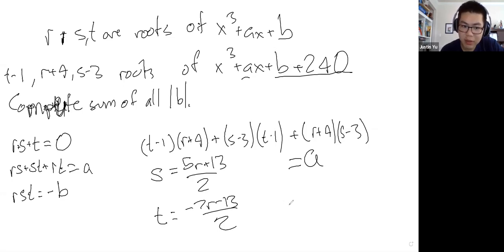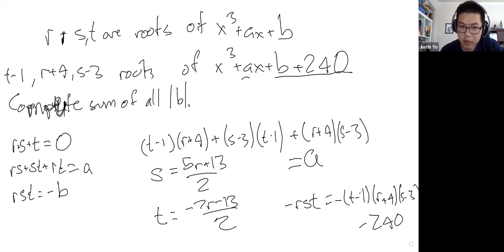We know that b is equal to negative rst. And we know it's also equal to negative t minus 1, r plus 4, s minus 3, minus 240. Where did I get this? I took the product of the roots by Vieta's, that's equal to this entire thing after I negated it, of course. Then I subtract 240 to also get b. And then you can substitute and solve, and it's horrible. And we don't have time for trifling algebra right now.